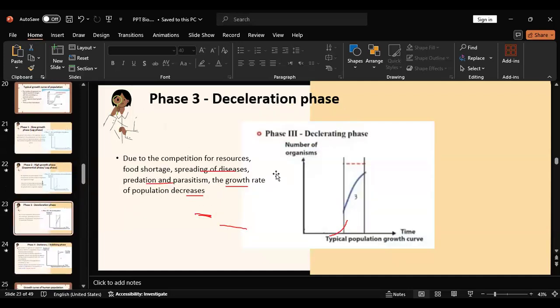Okay, the next one, phase 3, right? That is the declaration phase. In this declaration phase, you know that, for example, here in the third phase, after the increase to a certain level, they have dropped down. Here, see, they have dropped down. Why is that?